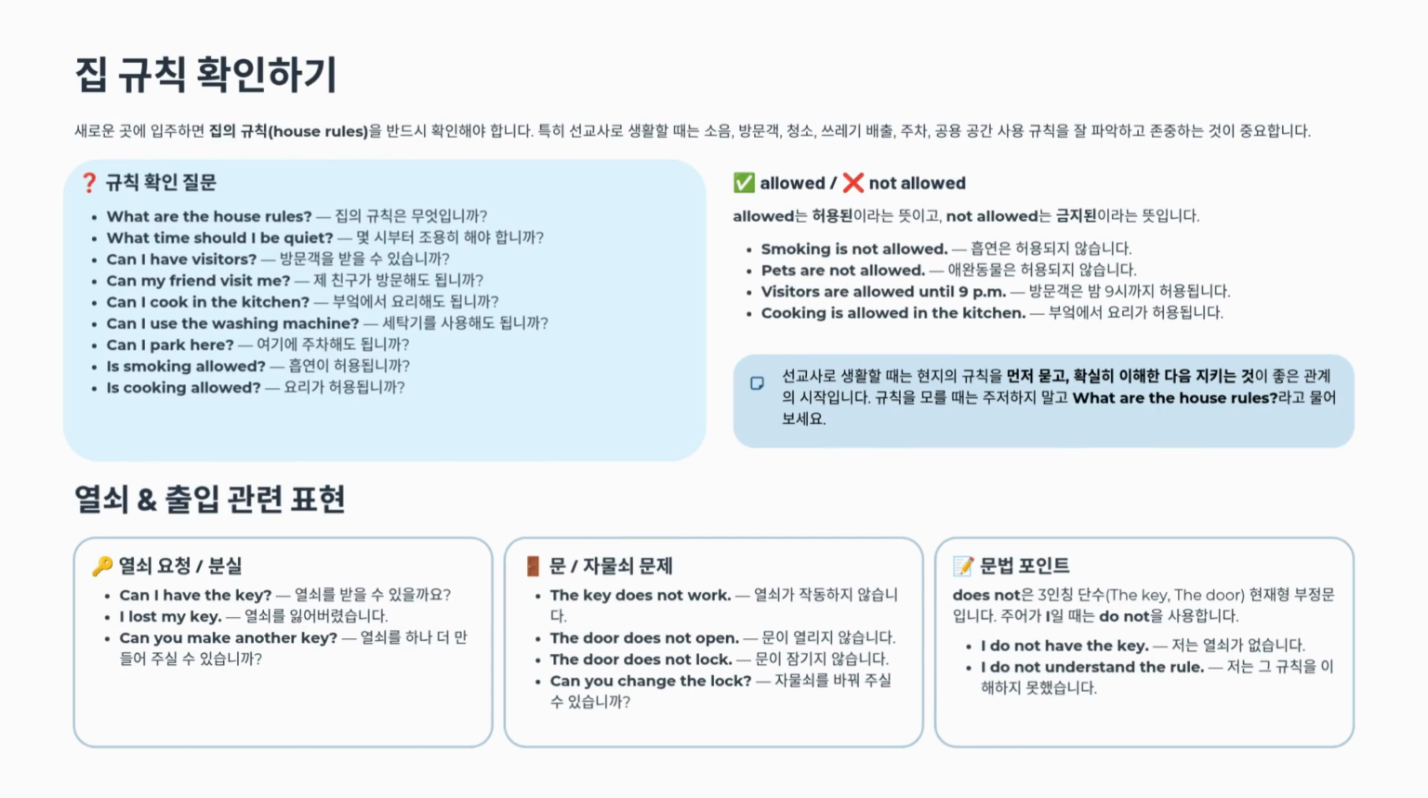New tenants should ask about house rules before problems occur. Begin with, what are the house rules? Then ask specific questions. What time should I be quiet? Can I have visitors? Can my friend visit me? Can I cook in the kitchen? Can I use the washing machine? And can I park here?